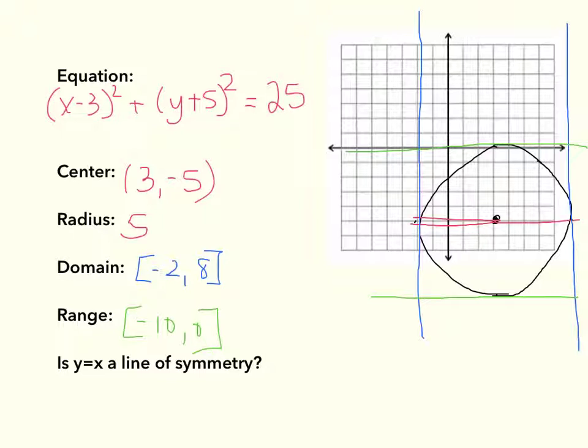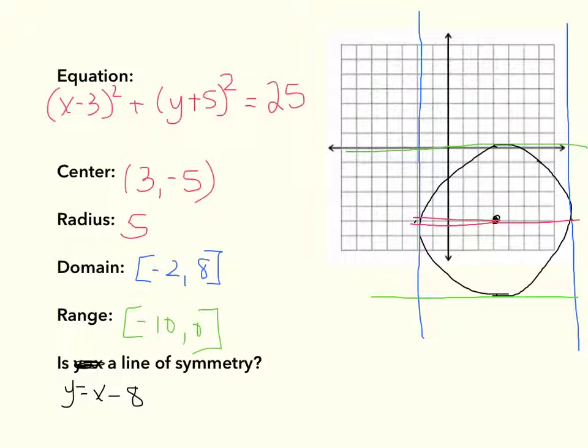And the next question they ask you is, is y equals x a line of symmetry? Well, you could draw the line y equals x. Oh, actually, I'm sorry, yours says y equals x minus 8. So is y equals x minus 8 a line of symmetry? And that's where you need to draw that line on your graph.